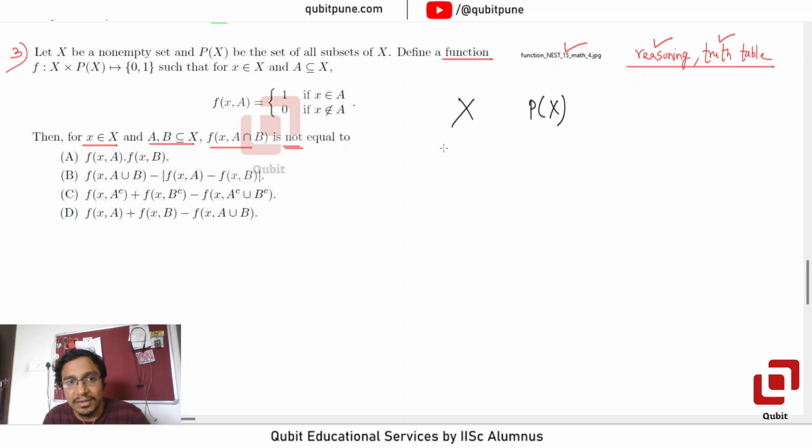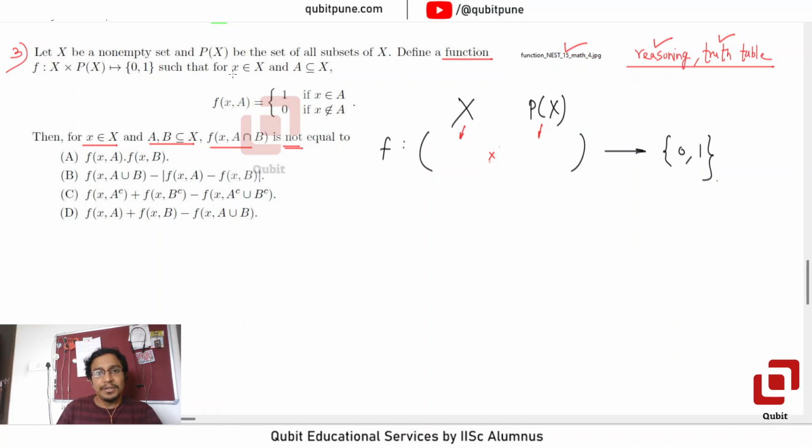Okay, so this contains elements, this contains sets, right? P of X. We are defining a function f from the Cartesian product, which means the first element will come from here, and the second element will come from here, which will be basically a subset of X, to {0, 1}. Now this function is easier to understand. If the element that you have chosen from X also belongs to the set that you chose, then the value of the function will be 1, otherwise the value of the function will be 0.